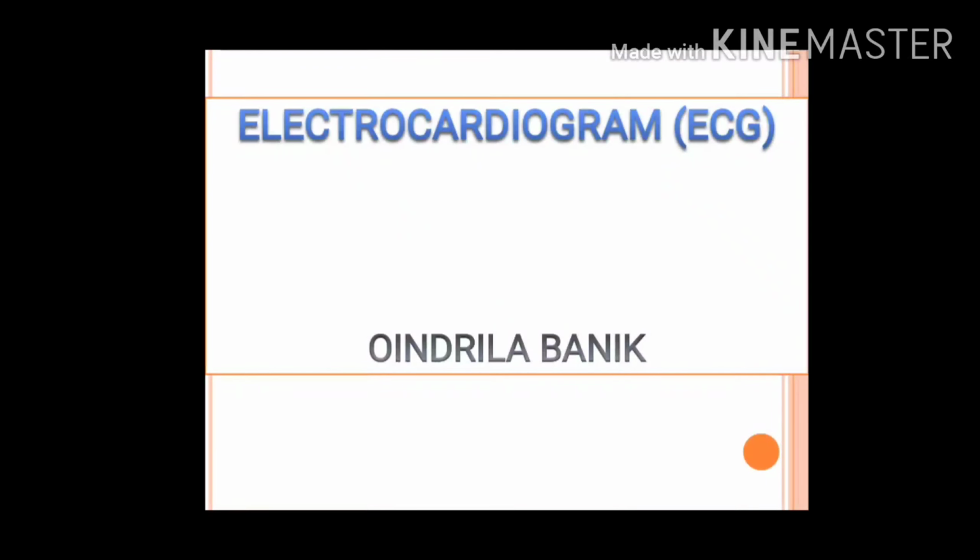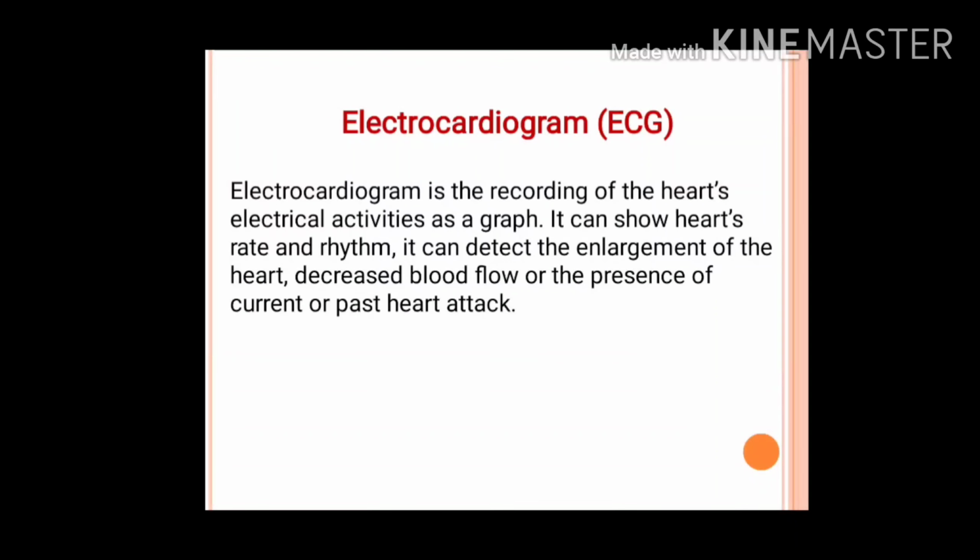I am Vendrila Bonik and I am back with a new topic, that is electrocardiogram or ECG, which we are very much familiar with. So, electrocardiogram, if we split this word, we get three words, that is electro, cardio and gram. Electro is linked with electricity or electric current. Cardio is associated with heart and gram is a graph or a plot. So combining these three, electrocardiogram is the recording of the heart's electrical activities as a graph.